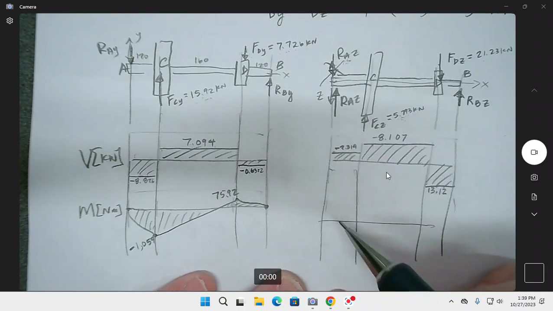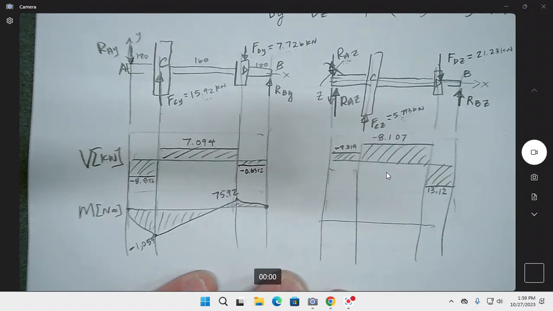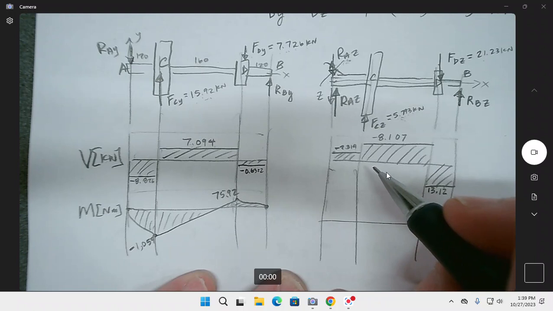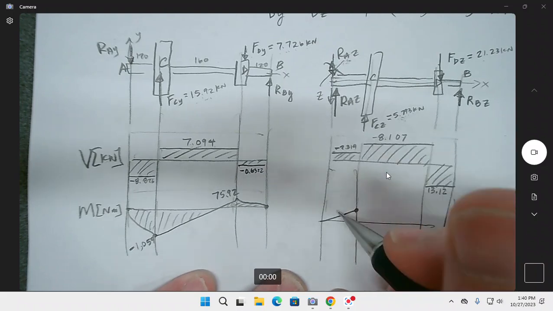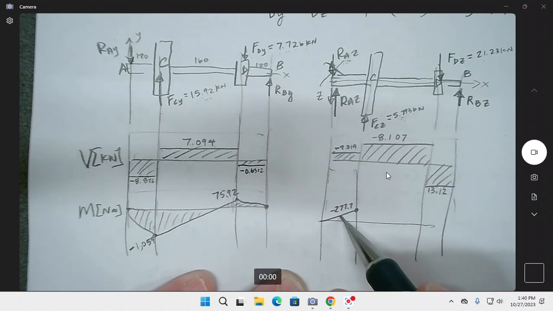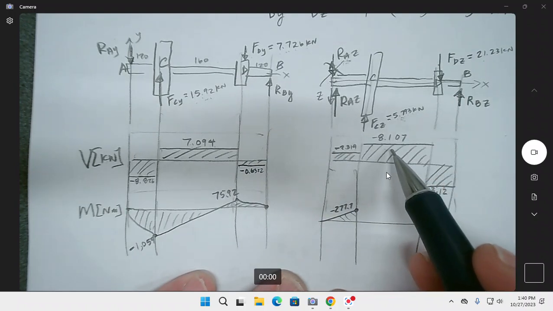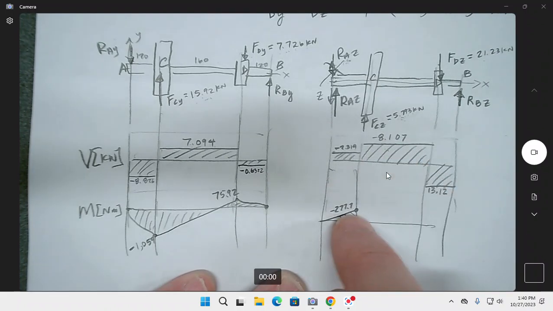Doing the same thing over here, we're going to take this 2.314 and multiply it by 120. And we're going to get 277.7. And it's negative 277.7. But we're going to go in the same direction right here because this is also in the negative range.